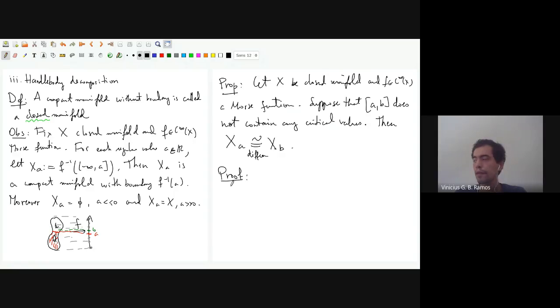Okay, so the idea is to use a vector field, the flow of a vector field, to find the diffeomorphism between XA and XB. Okay, so how do we do that? Well, we have to choose a vector field that basically increases F or decreases F.